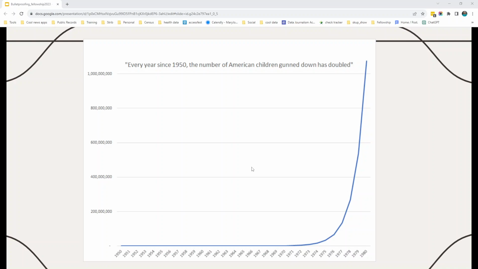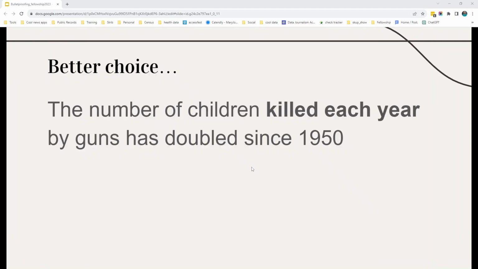The author points out that that year, the FBI only identified about 9,000 homicides in the entire country. By 1983, it would be past 8 billion, which was twice the Earth's population at that time. And if you charted it, this is what it would look like, doubling over time. So the real sentence was that the number of children killed each year by guns has doubled since 1950. So just one doubling across all those years.